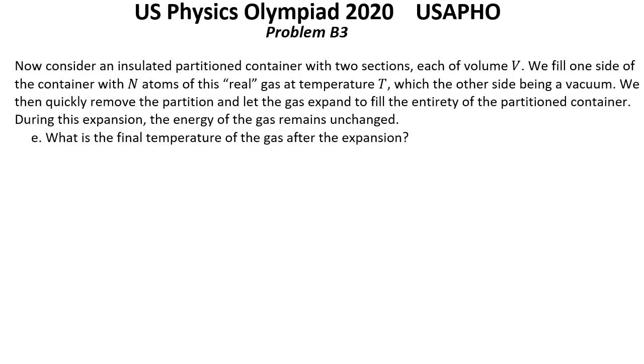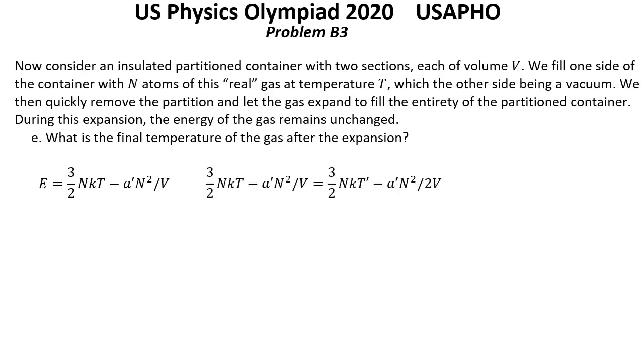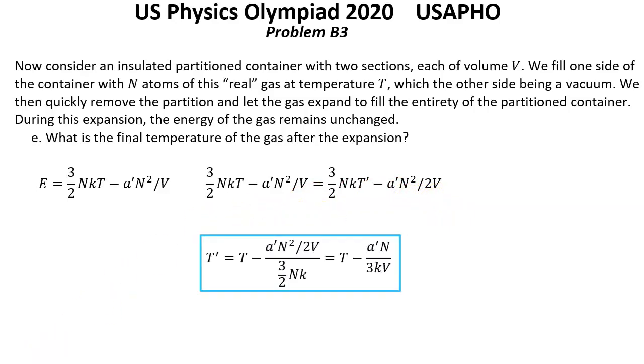Solution for question E. In the previous question we found that the total energy is this expression, and because energy is conserved, we have this equation to find the final temperature. Here on the left the volume is V, and on the right we have volume 2V. And from here we have the new temperature T prime equals T minus A prime n over 3 k V. That was the solution for question E.